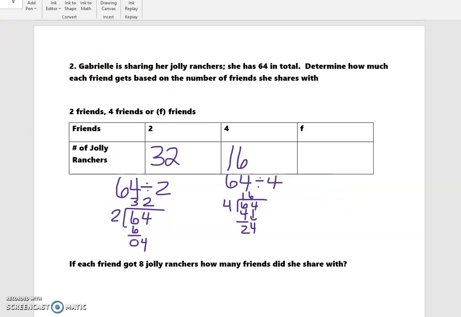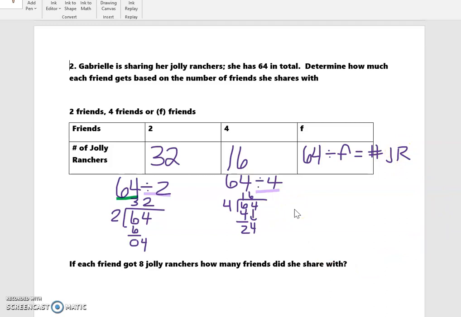And notice the things that you are doing in the same way each time. We divided, and what we divided by changed. So our first number, the 64, is staying the same. When I go to write my equation, I'll start with that 64. I know I'm dividing, but I don't know what I'm dividing by, so I'm leaving that as the variable f. If I did 64 divided by f, what that would tell me is how many Jolly Ranchers each person gets. I'll abbreviate that with just JR for Jolly Ranchers.